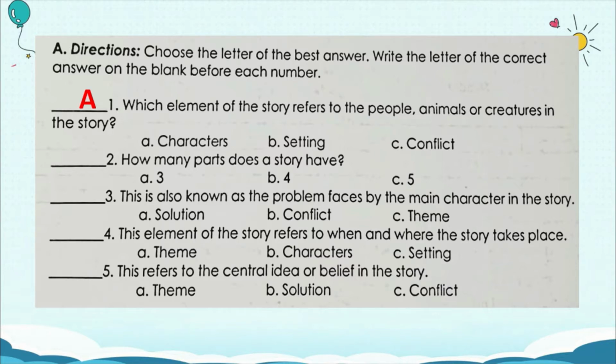For the second question, how many parts does a story have? A 3, B 4, or C 5? Correct. We have 5 parts of a story. And the third question, this is also known as the problem faced by the main character in the story. Good. It's letter B, conflict. For the fourth question, this element of the story refers to when and where the story takes place. Very good. That's letter C, settings.